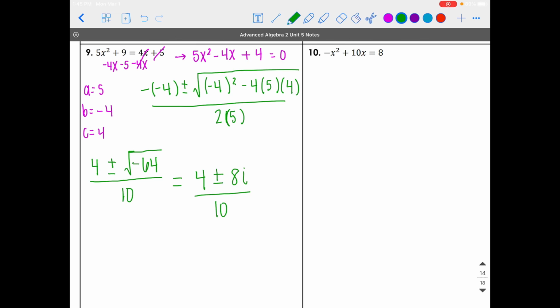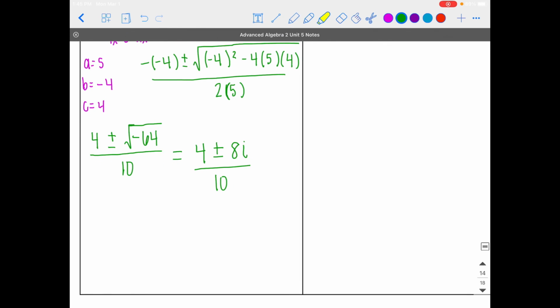If you didn't know where that 8i came from, you may need to go back to the last lesson and review some of that. Now we look at the 4, the 8, and the 10 to see if they can all simplify in any way. And all of those numbers are divisible by 2. So this becomes 2 plus or minus 4i over 5.